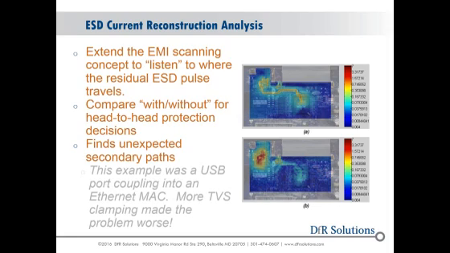So the key here was that in between those two points, there was an Ethernet port that was coupling energy into the Ethernet MAC, and that upset the Ethernet MAC, so that when you strike the USB port, it would upset the Ethernet state machine. And the more USB protection you put on, bigger TVS, etc., the worse you made the problem, because you were clamping energy near that Ethernet port. So that's the kind of thing you can find when you're doing the scanning, because it actually listens to the machine rather than estimating what you're doing in a schematic type mentality.